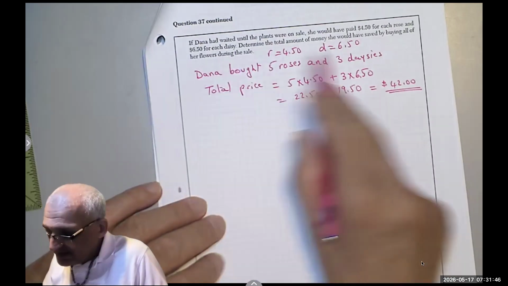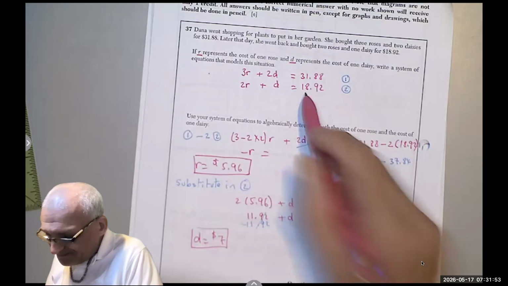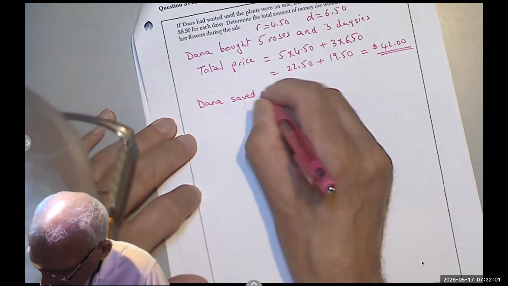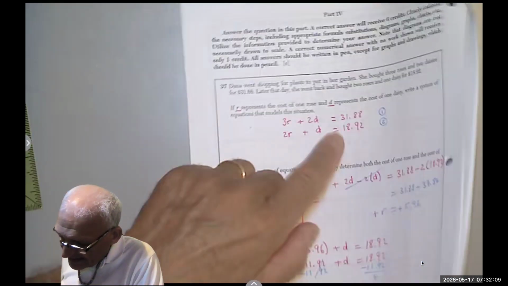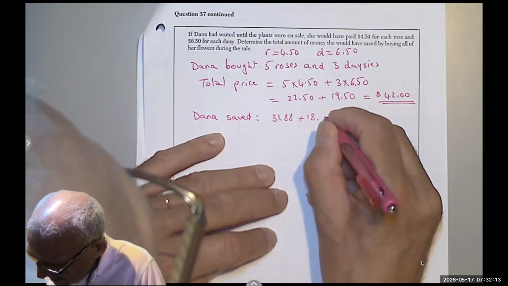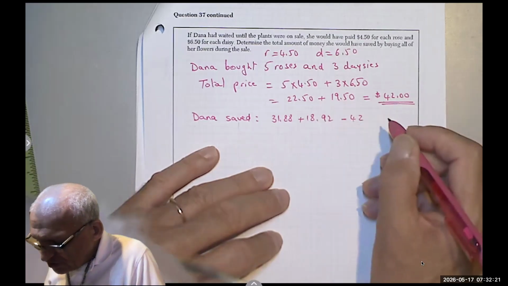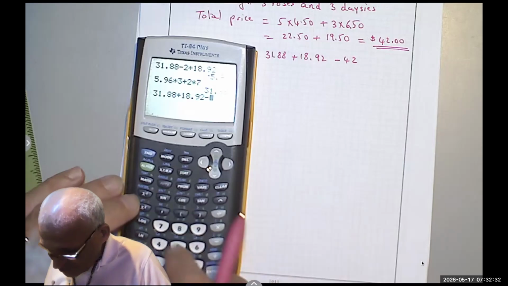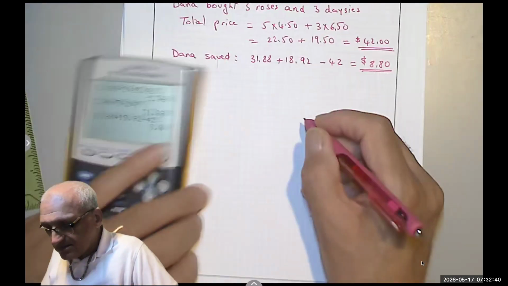They didn't ask you how much. They said how much she would have saved if she had waited until the sale. So what did she pay? She paid on her first trip $31.88, and on her second trip $18.92. And if she had waited, she would have paid only 42. So how much did she save? We will use the calculator and say 31.88 plus 18.92 minus 42 equals $8.80. And that's basically the answer.